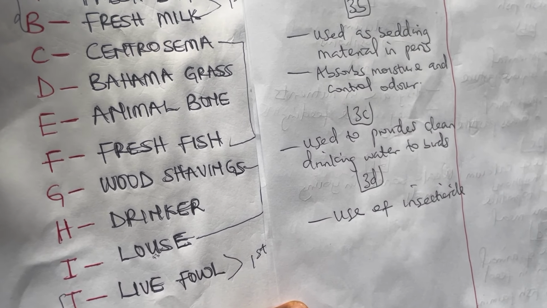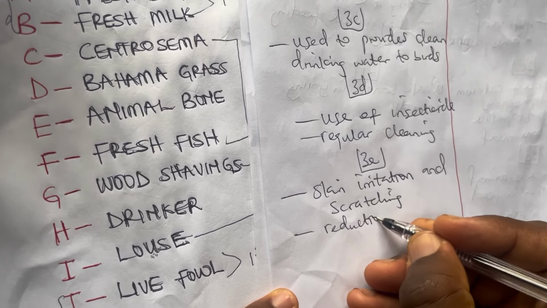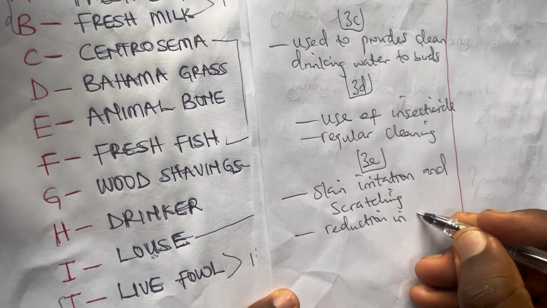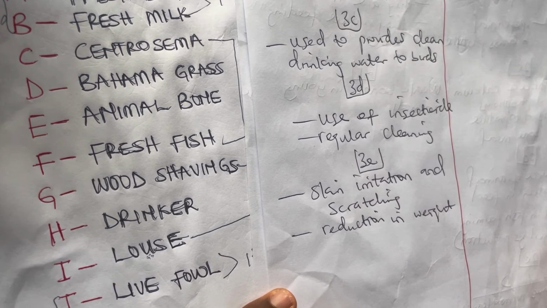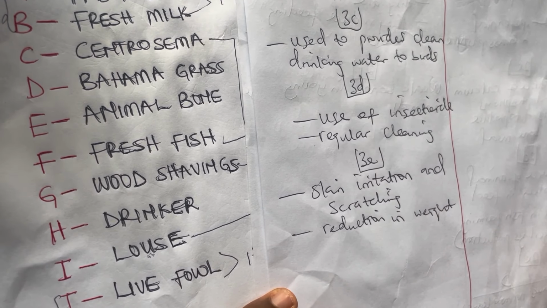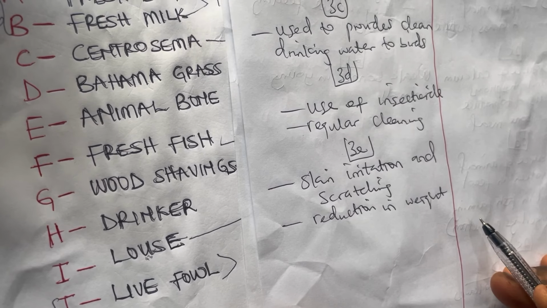And scratching on the farm animal. Another thing that can lead to reduction in weight. So it will be like reduction in weight gain. That means the animal weight is going to be reduced. So that is the effect of it on farm animal.